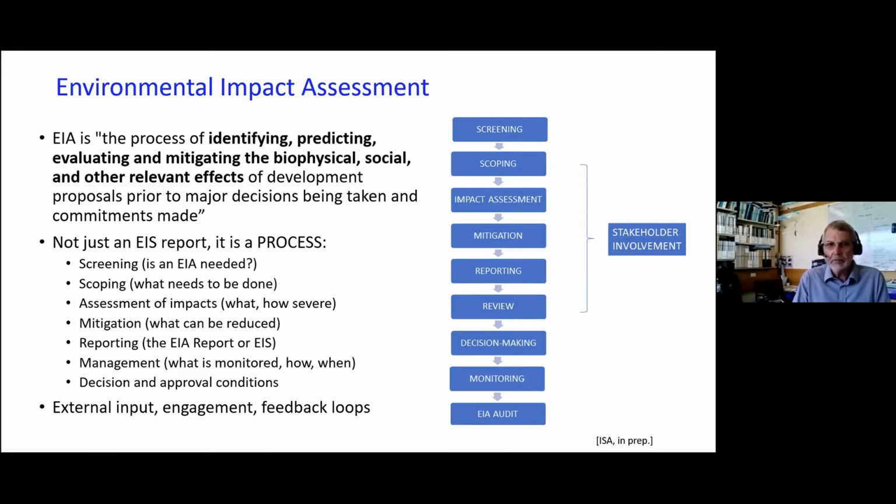It's screening. Is an EIA actually needed? There's a scoping phase. What needs to be done to make that EIA a robust and comprehensive one? Then you've got all the baseline data and the stuff that feeds into assessing the impacts, what are the impacts, how severe are they? Importantly, a mitigation stage. What can be reduced or minimized in terms of the impacts that the activity is going to generate? You've got the actual reporting.